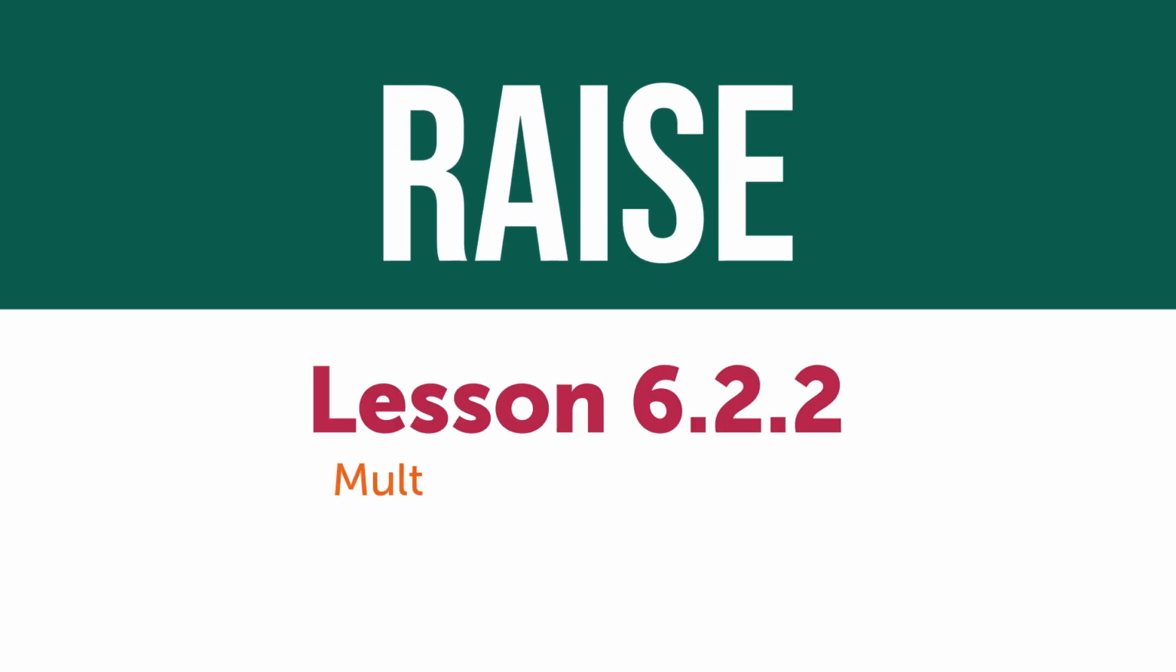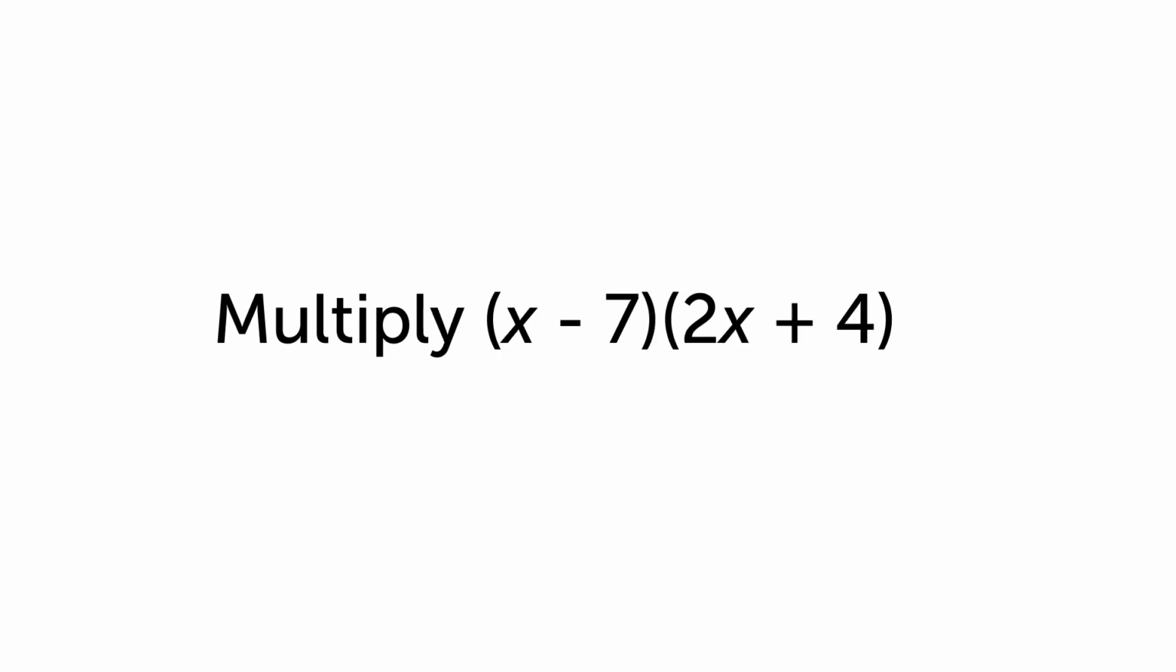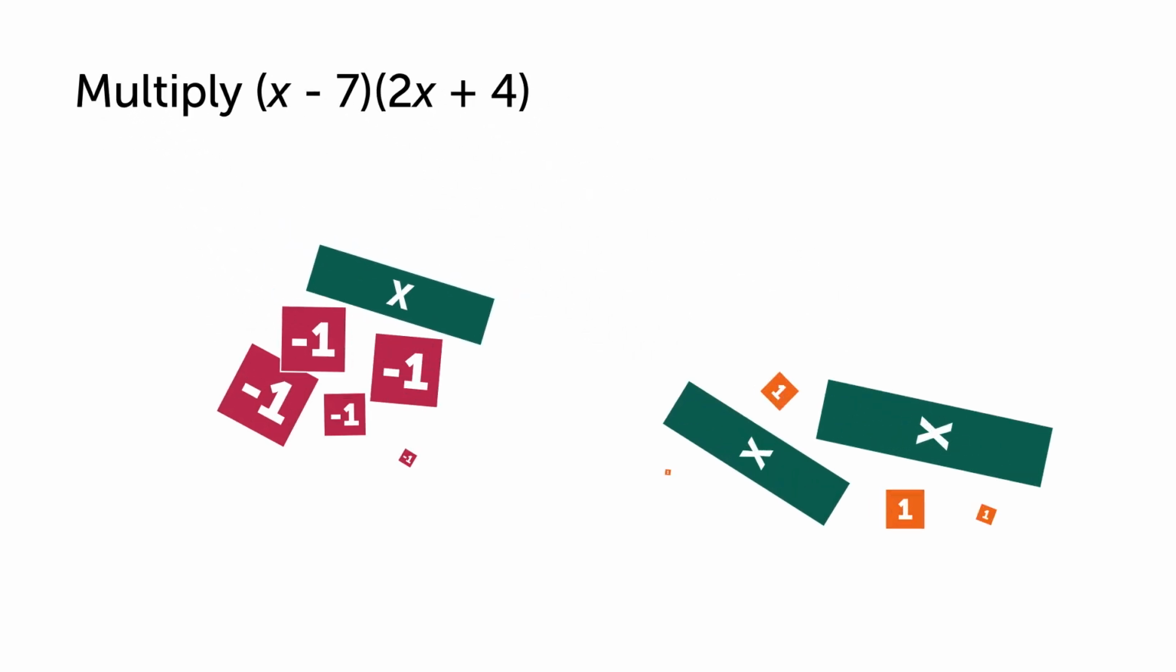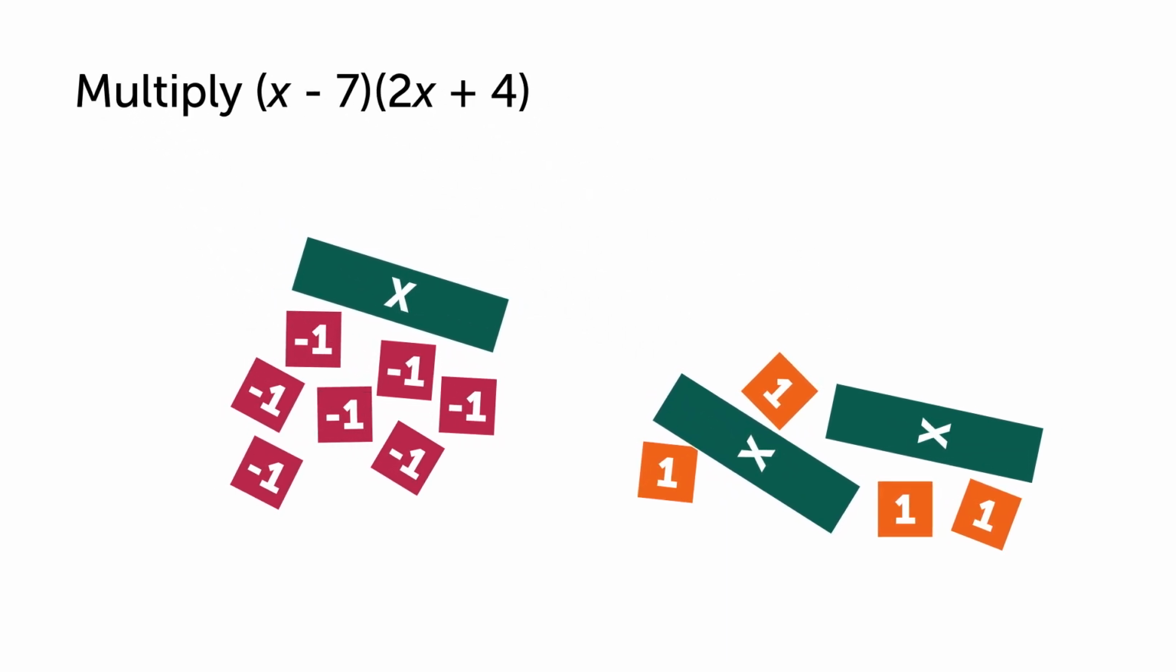Lesson 6.2.2 Multiplying Polynomials. The problem we are asked to simplify is the quantity of x minus 7 times the quantity of 2x plus 4. Let's gather what we need to make each binomial. Notice that the first binomial has a constant term that is negative.